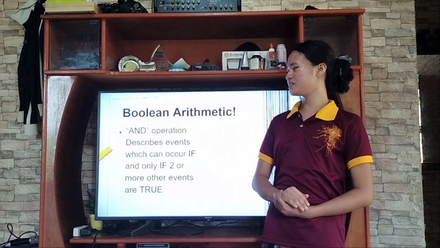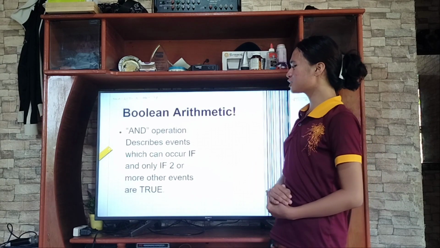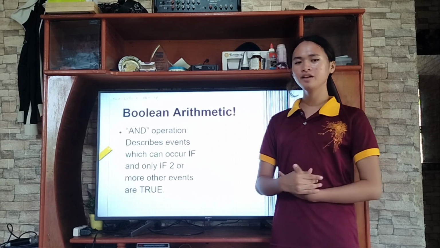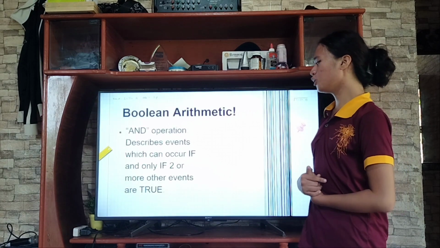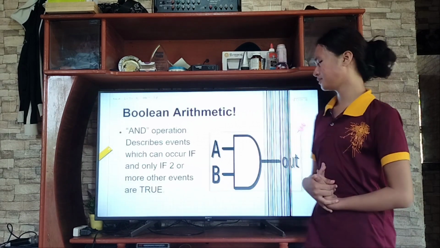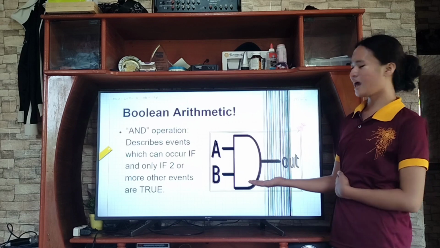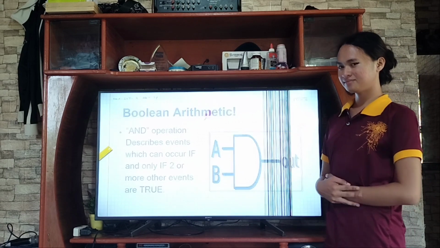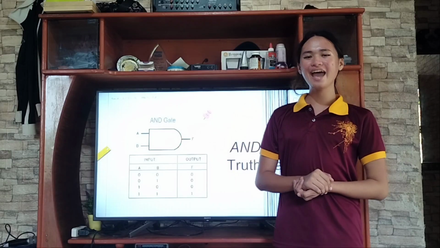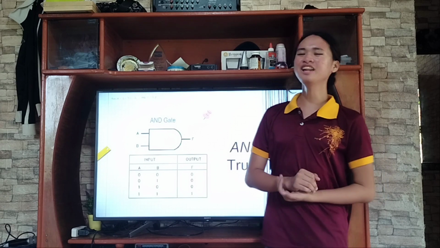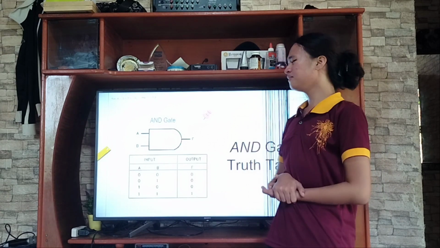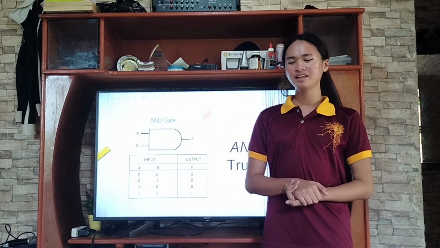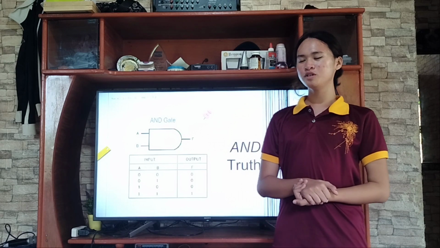The AND operation. The AND operation describes the events which can occur if and only if two or more other events are true. So this is the symbol of the AND gate. The AND gate truth table. The AND operator's condition: if there is any 0 in the input, the output should always be 0.